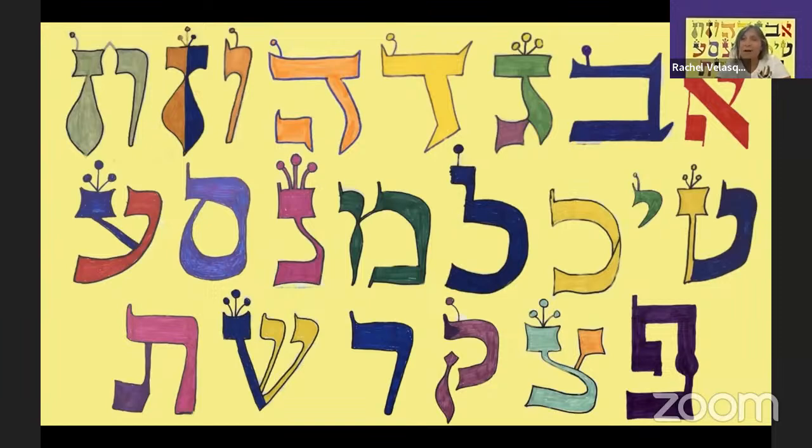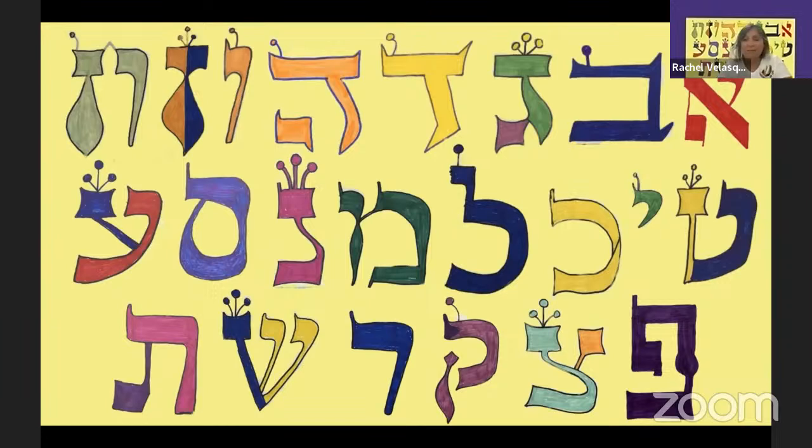So, Aleph, Bet, Gimel, Dalet, Hey, Vav, Zayin, Het, Tet, Yud, Kaf, Lamed, Mem, Nun, Samik, Ayin, Hey, Zadi, Kuf, Resh, Shin, and Tav. And now you know the Aleph Bet.